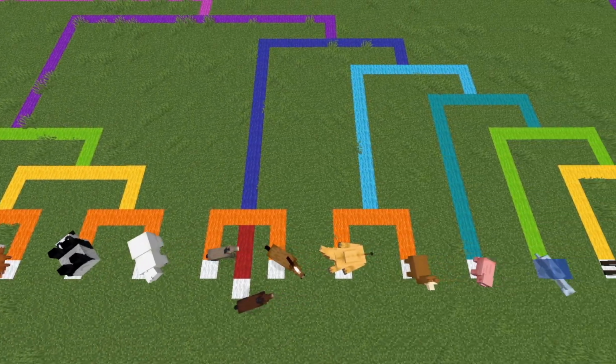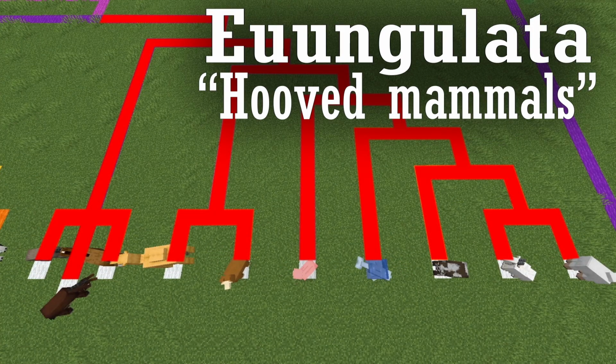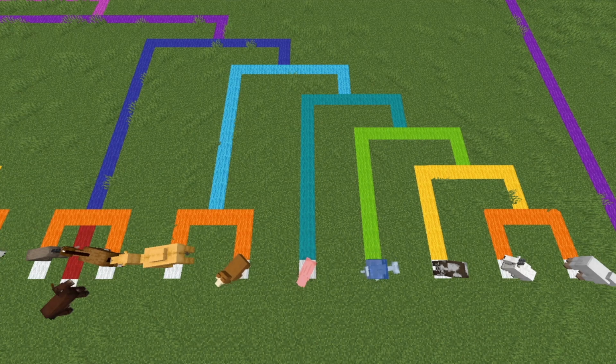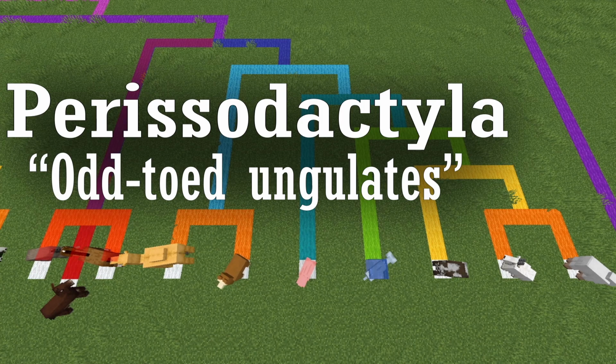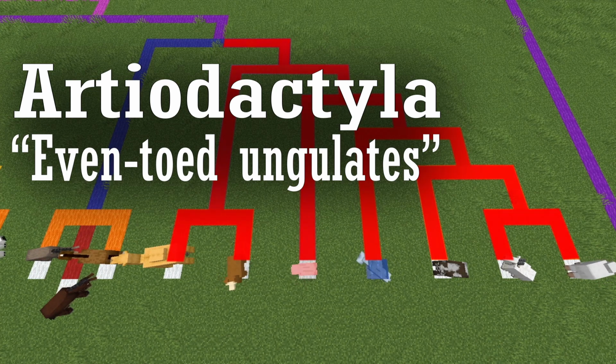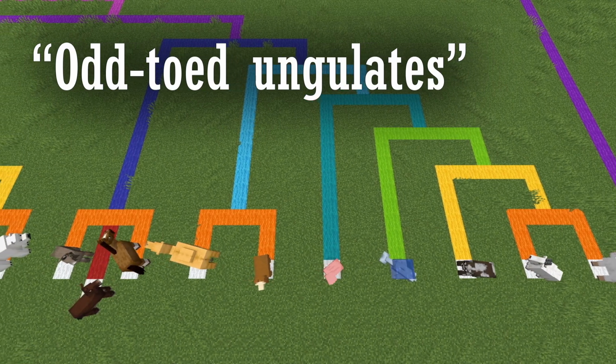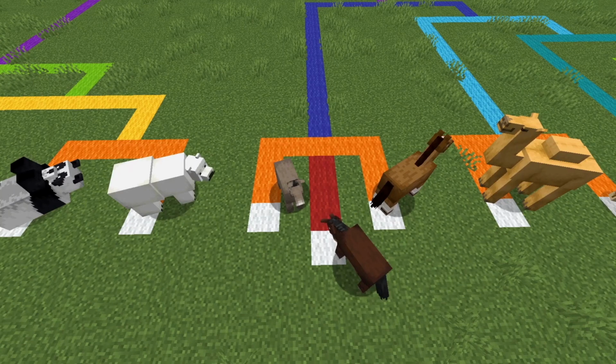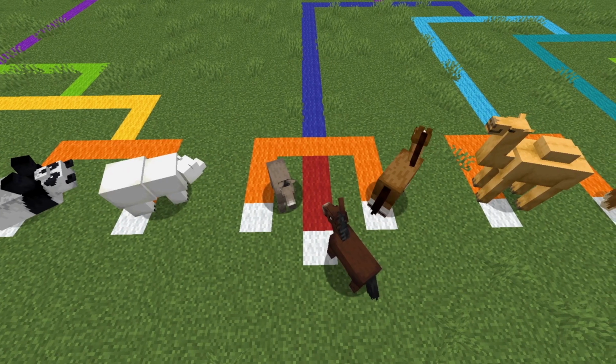Moving on to the other branch of Ferungulata, we have Ungulata. These are the hoofed animals, but not all hoofed animals, of course, because hooves are very easy to evolve, and they have evolved many times. Ungulata can be subdivided into perissodactyls and artiodactyls. Perissodactyls are the odd-toed ungulates because they carry themselves on an odd number of toes. In Minecraft, these are represented by, of course, the donkey and the horse.